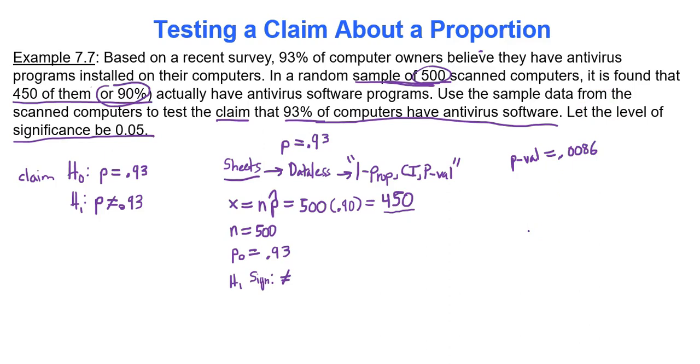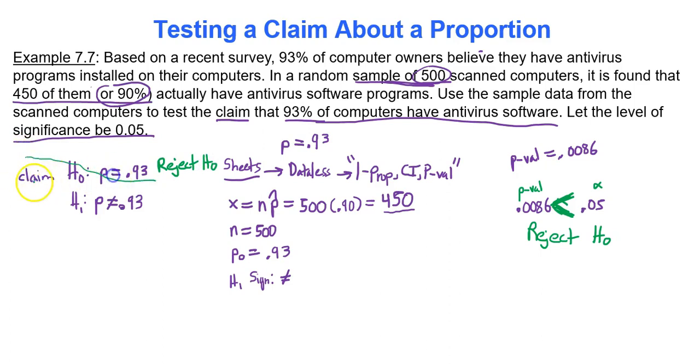All right, let's compare that p-value to alpha. Let's compare 0.0086 to 0.05. Remember, alpha is our level of significance. It looks like 0.0086 is less than 0.05. Since the p-value is less than alpha, we can reject the null hypothesis. We can take that null hypothesis and say, you're out of here, so long, see you later. All eyes are now pointing at the alternative as being the feasible option.